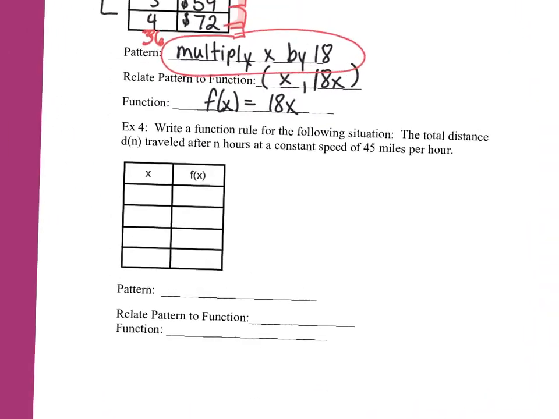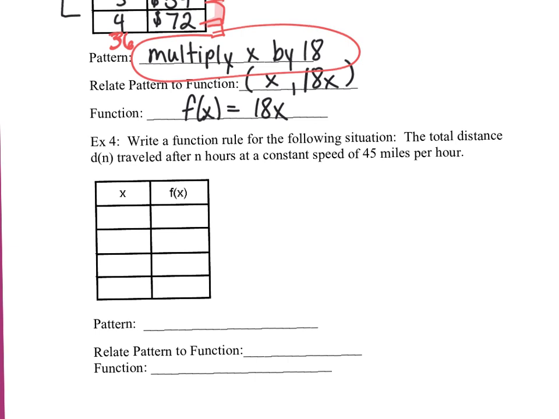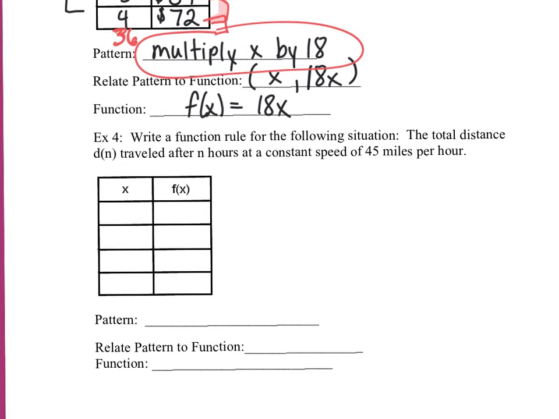Go ahead and try this one. Write a function for the following notation. It should say d of x, distance traveled after x number of hours at a constant speed of 45 miles per hour. So for your x's, which we know are our hours, what did you put in that column? 1, 2, 3, 4. That works. Anybody do anything different? No? That's good. Keep it easy on yourself.